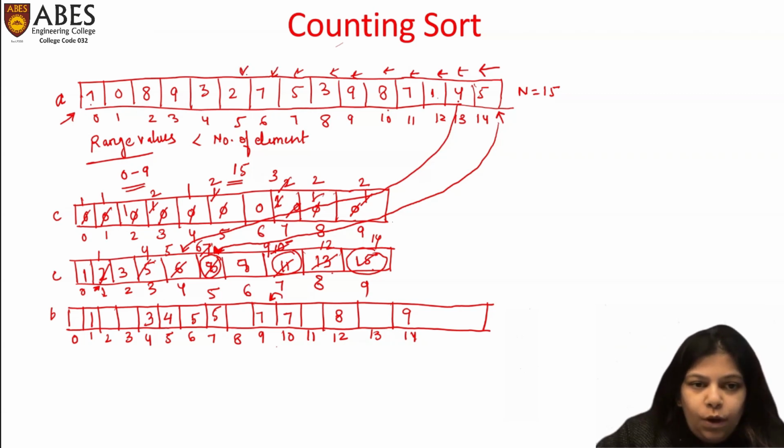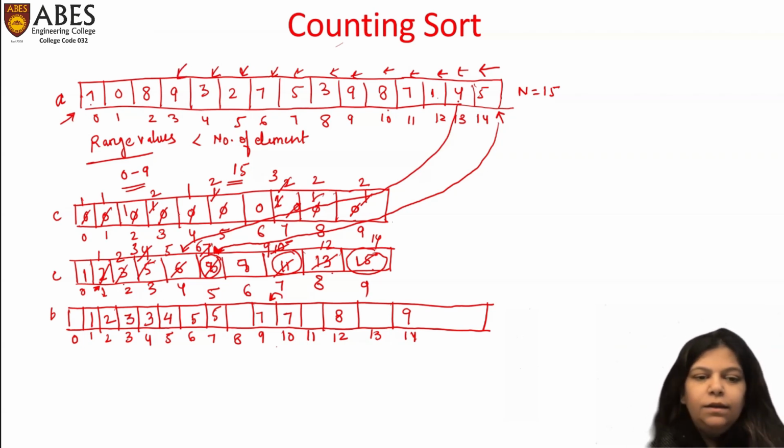Then we have 2. For 2, we have value 3. So this will be stored at index 2. And this value will become 2. Then we have value 3. For 3, we have 4. This will be decremented and it will be stored at index 3. Right? The next value that we have is 9. For 9, we have value 14. So this will be stored at index number 13.